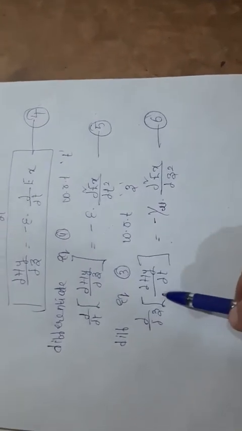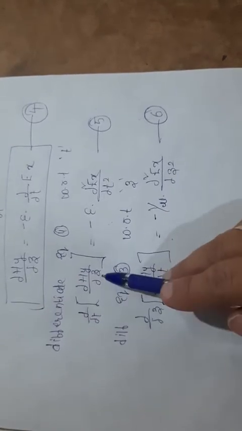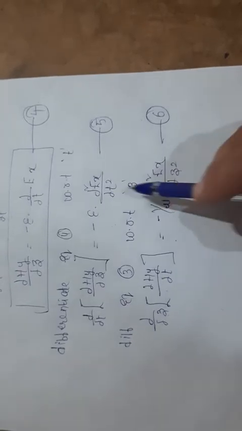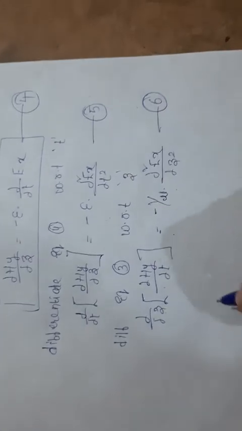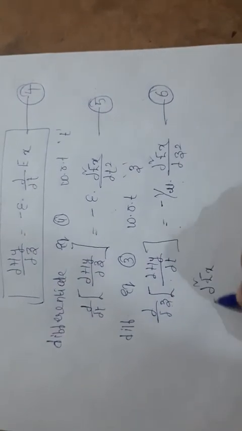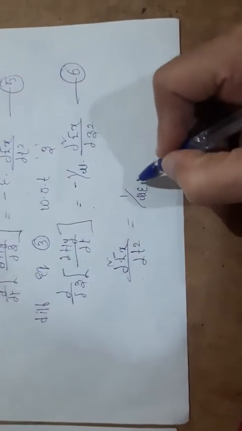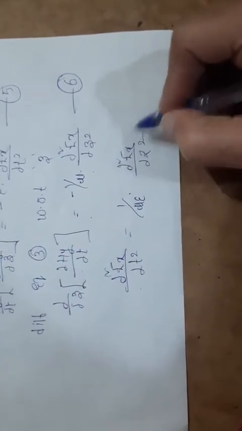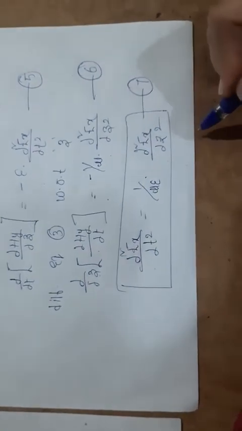Left hand side terms are both equal, ∂/∂t ∂/∂z of Hy. But right hand side terms are not equal. So I am equating the right hand terms. So I will get ∂²Ex/∂t² is equal to 1 by mu epsilon into ∂²Ex/∂z². And this is considered as equation 7.